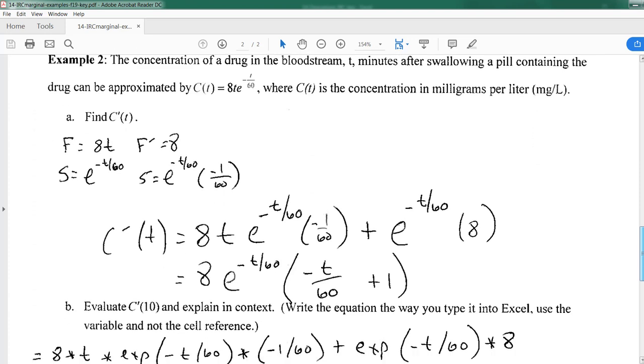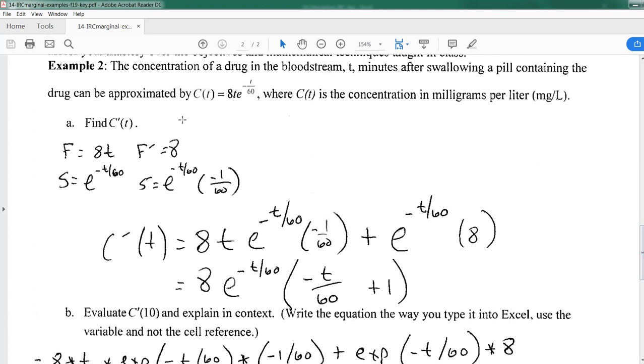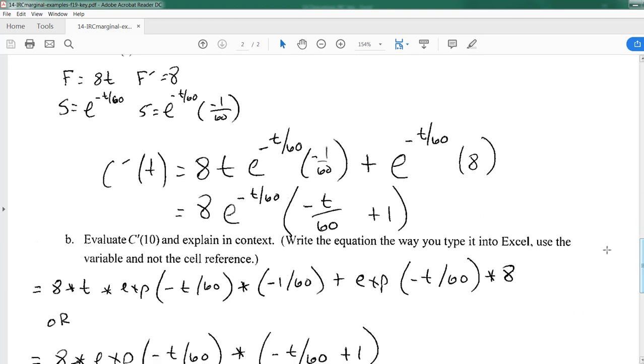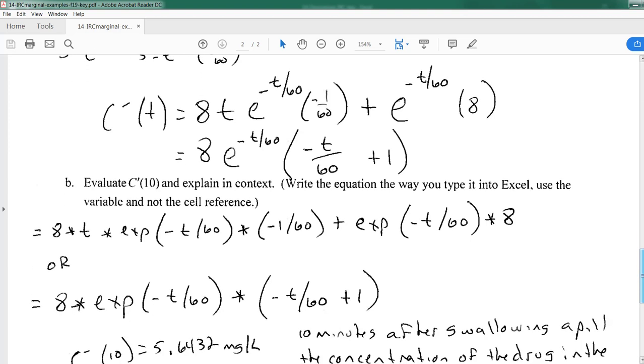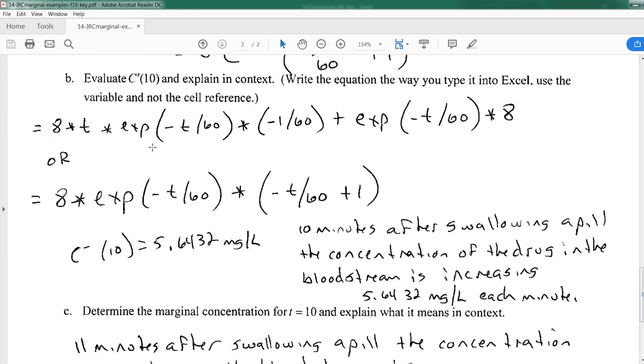Concentration of a drug in a bloodstream, a little more complicated derivative, product rule with the exponential chain rule, and you can see it here. I have written it two ways because both the terms on the left and right of the plus have an 8 and they have the same exponential part, so I could factor that out so that when I type it in Excel it's a little less typing. You could do it either way. I write both of them out here, how you could type them alternatively, the long way with all the terms or with the factors like that.